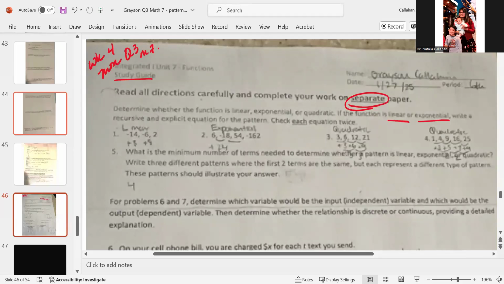So what is a pattern from -14 to -6? What are you doing? -14 and -6 and adding 8. Okay, so we're going to add 8, and this is consistent, right? So is it linear? This is linear, but you have to write an equation, correct? Okay, so if it's +8, you know your slope is going to be 8, right?